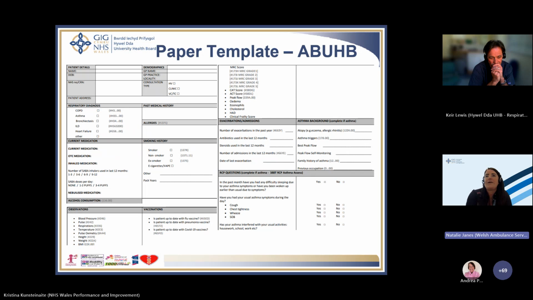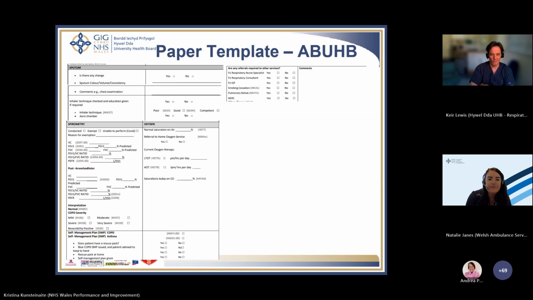This just demonstrates the letter which was sent out from Aneurin Bevan. As you can see, it's quite a detailed letter. This one was actually a general respiratory paper template, which included respiratory diagnoses such as COPD, asthma, bronchiectasis, ILD, heart failure. It is a very detailed template, and it is the template we used in acute, and then we amended it slightly to use in primary care. Next slide, please.